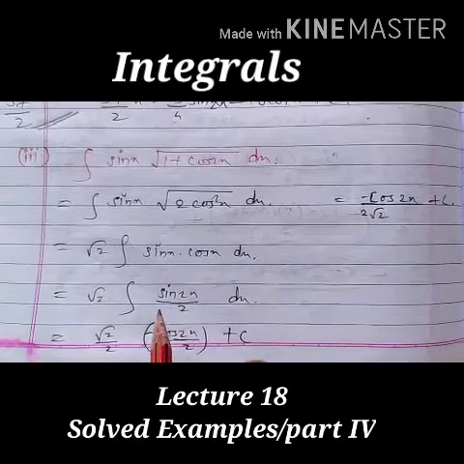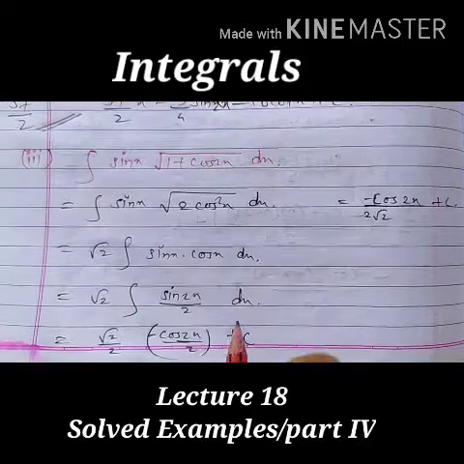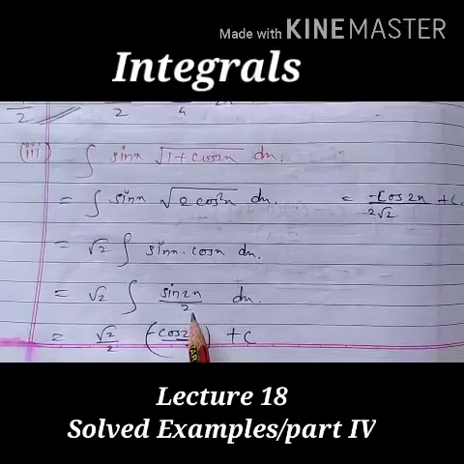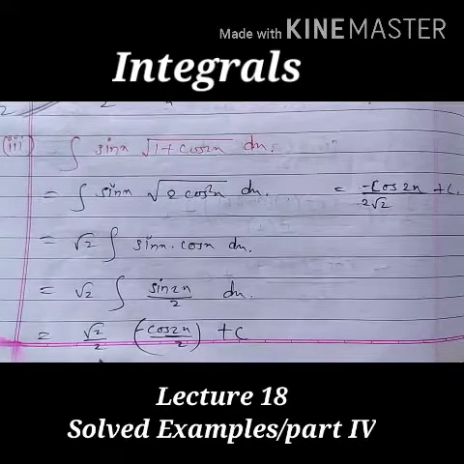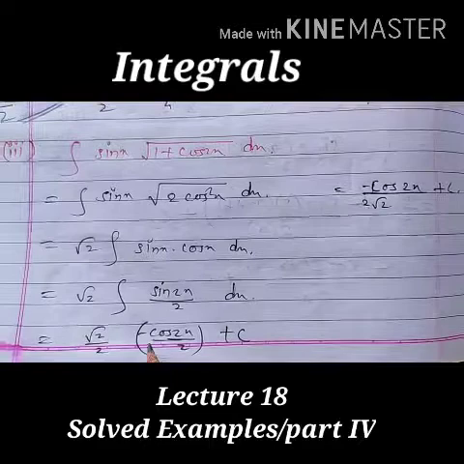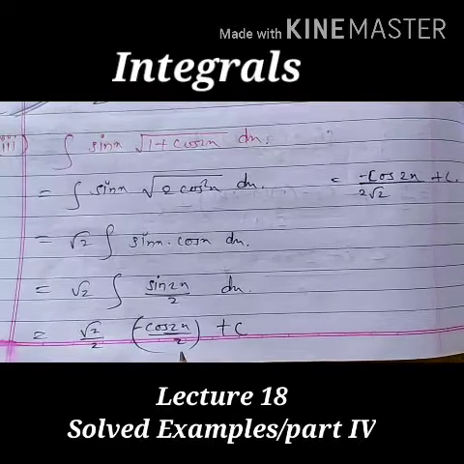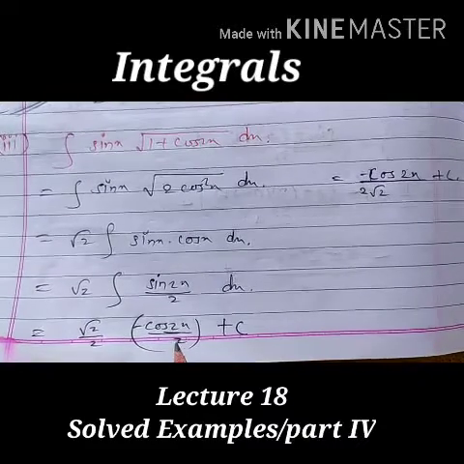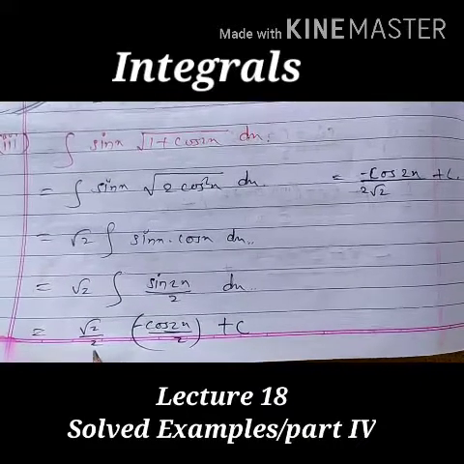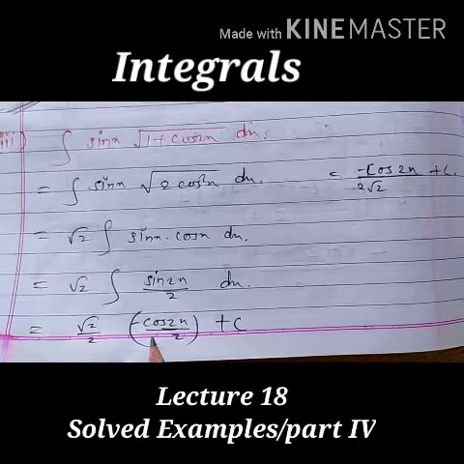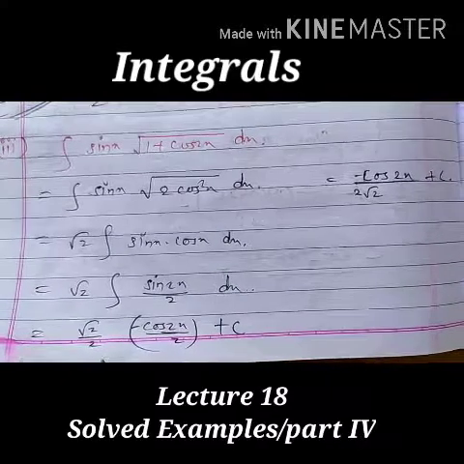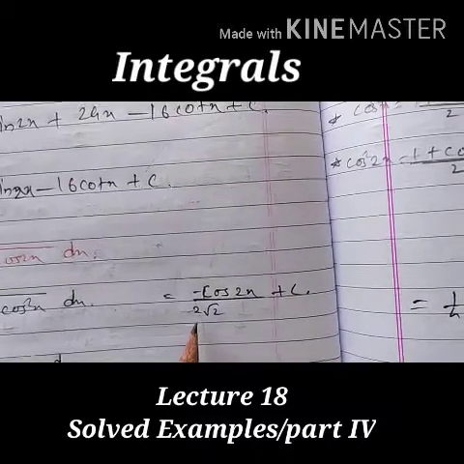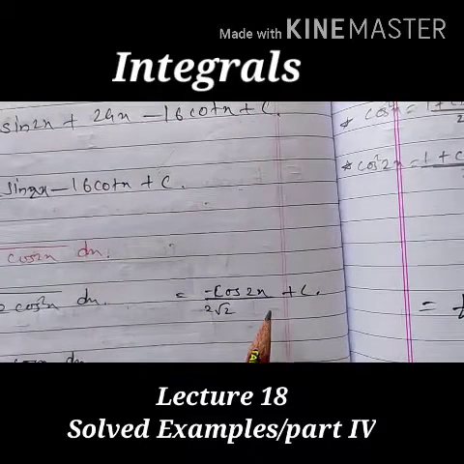Okay, so integration of sin 2x by 2 into this root 2 dx. Now this 2 will come out in the denominator, so root 2 by 2. So integration of sin is minus cos, so minus cos of 2x upon 2, plus constant of integration. Now root 2 upon 2 will be 1 upon root 2, so 2 root 2 in the denominator will be there. So the answer is minus cos of 2x upon 2 root 2 plus constant of integration.